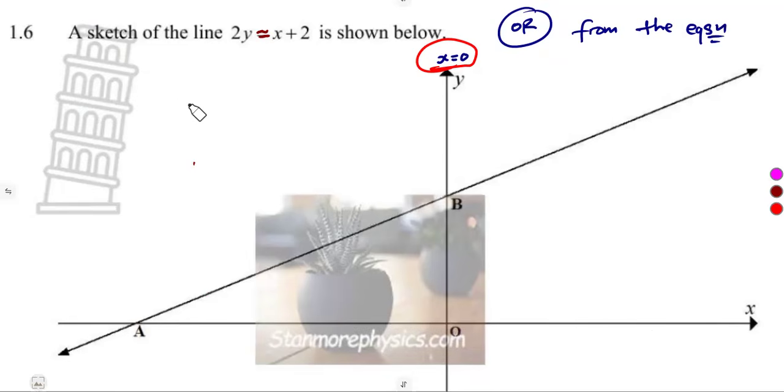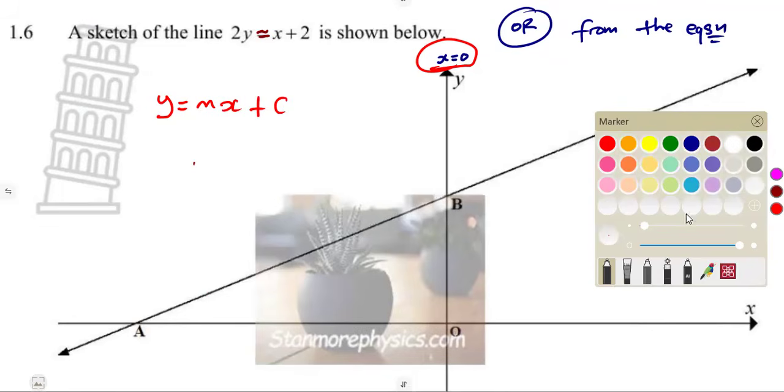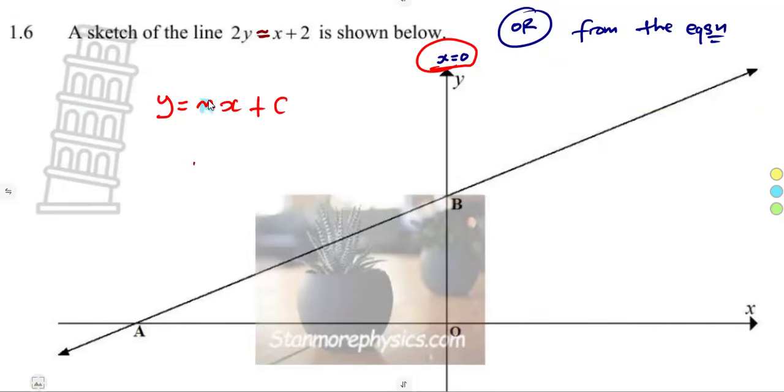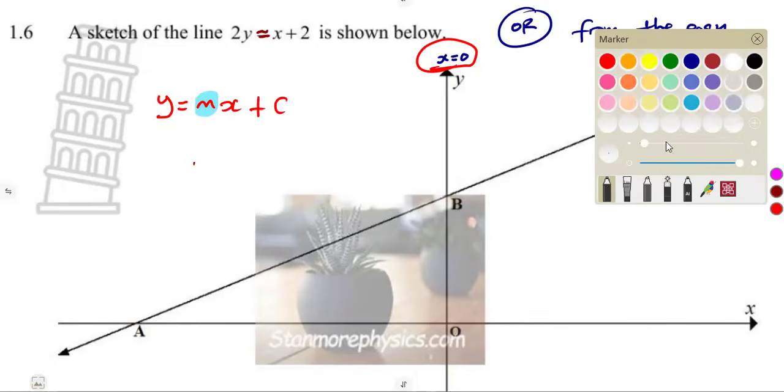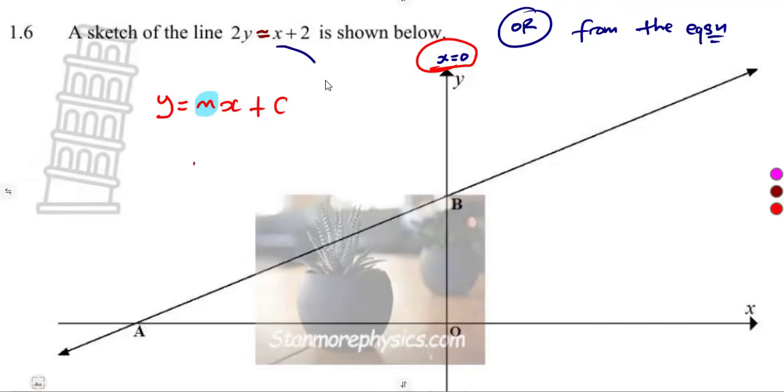Remember, if the equation is written in the form y is equal to mx plus c, m represents the gradient here. So we simply need to rewrite our equation in this manner. In that manner, make y the subject of the formula. Since 2y is equal to x plus 2, let us make y the subject, because this one is not y, it is 2y.